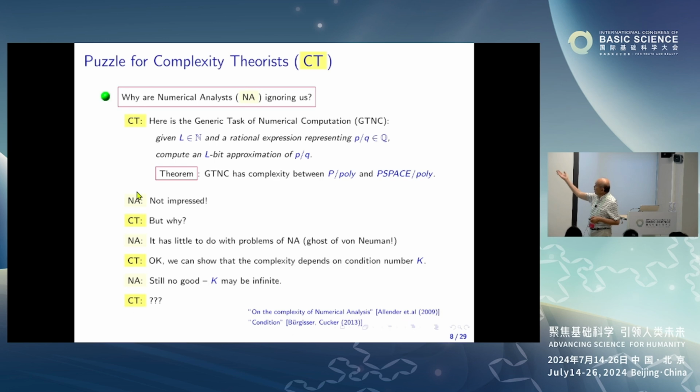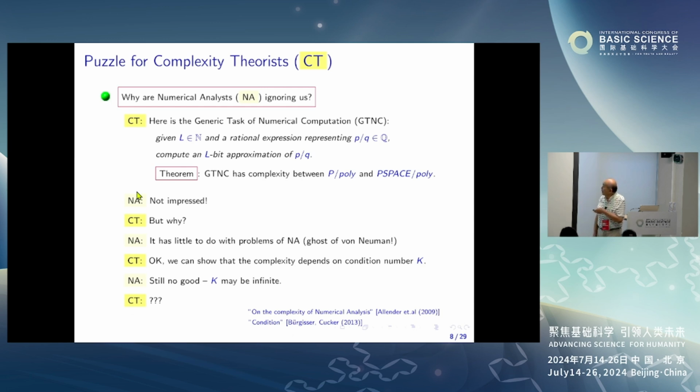And I give you a rational expression which represents a rational number. I want you to compute an L-bit binary representation of P over Q. So an approximation, L-bit, correct up to the last bit. The last bit, you can round it up or down, doesn't matter. Theorem: this problem has complexity between P/poly and PSPACE/poly. Now, if you know something about these two classes, the /poly means you're basically turning the complexity class into a non-uniform class. So actually, that complexity is very high.